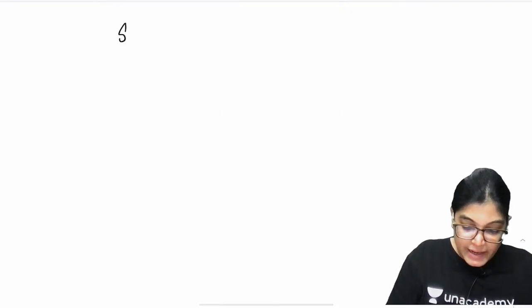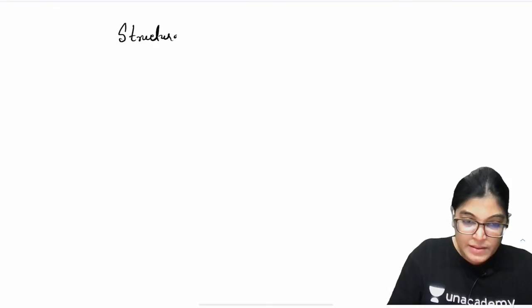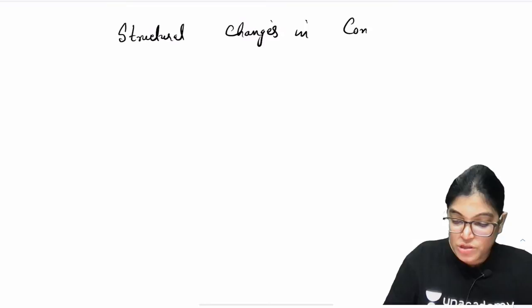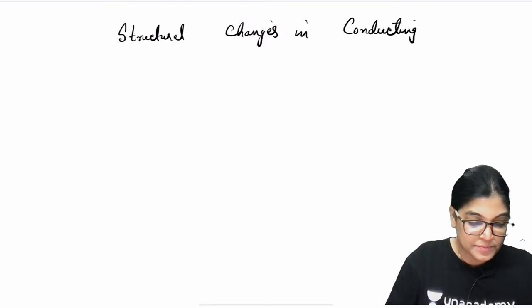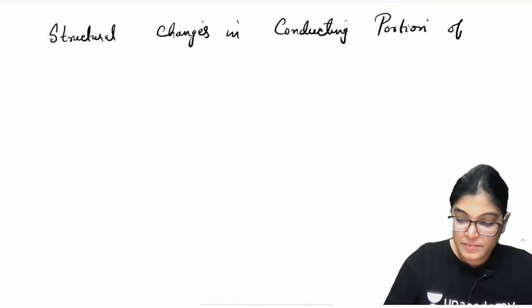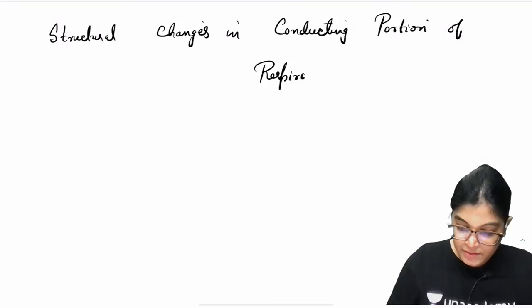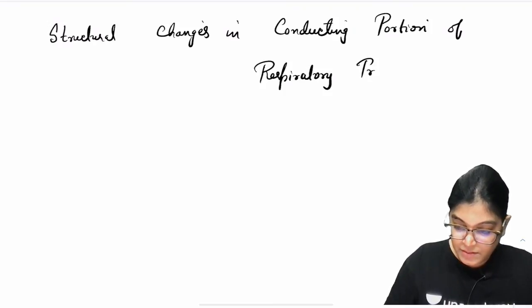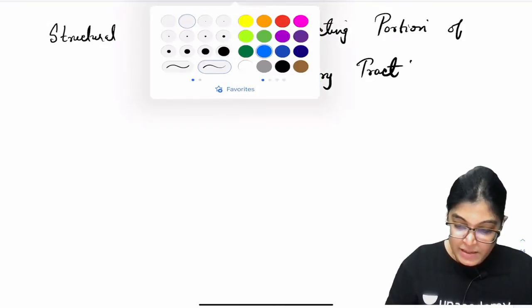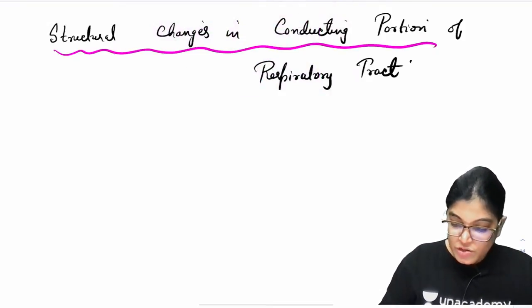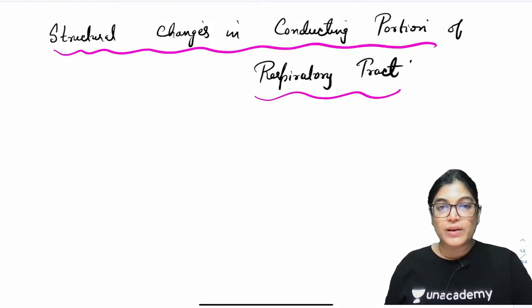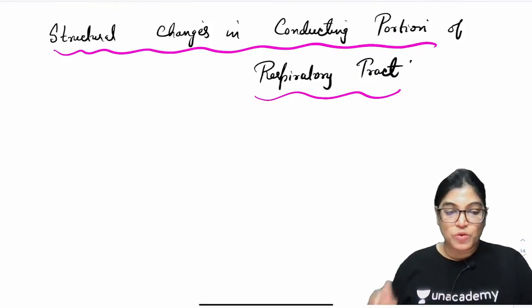First heading, please write: structural changes in the conducting portion of respiratory tract. The changes which will be taking place in the conducting portion of respiratory tract are certain changes which are seen gradually as we are moving down the conducting portion.